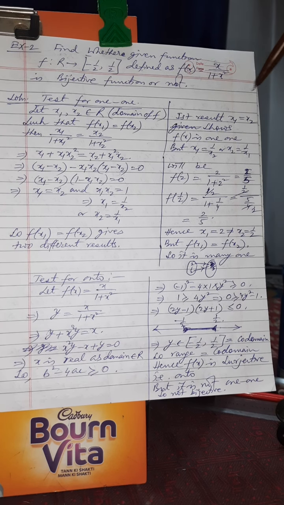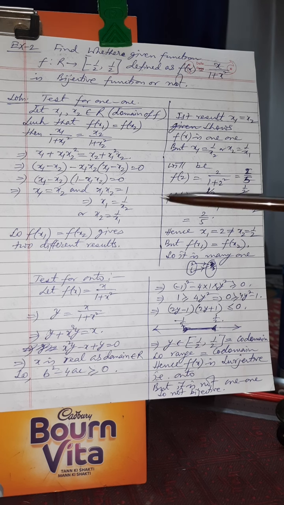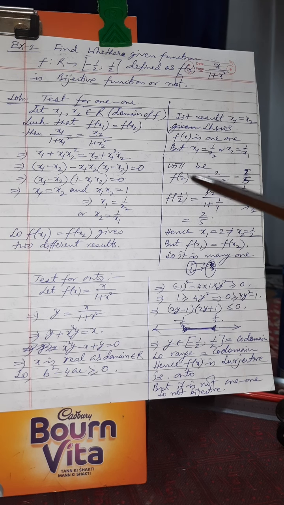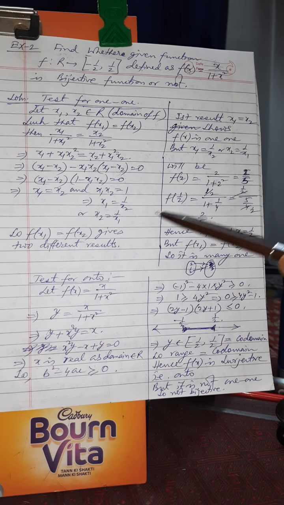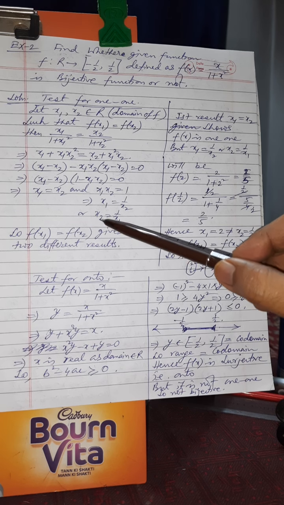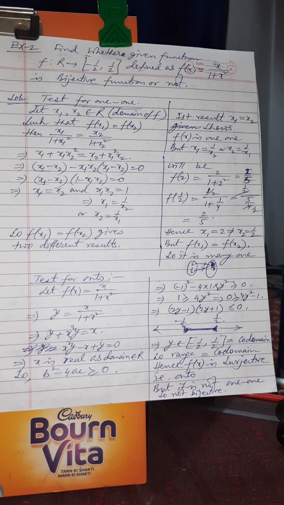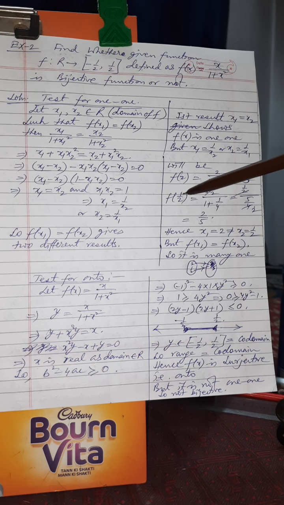Alright, so in order to explain to you why there is a problem over here, I have taken one example. Meaning, in place of x1 I have taken 2, then x2 will be equal to 1 by x1, that is equal to 1 by 2. If x1 is taken as 2, then x2 will be equal to 1 by 2.